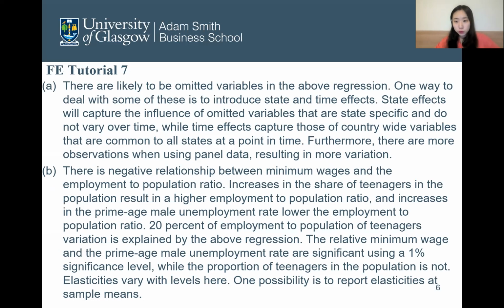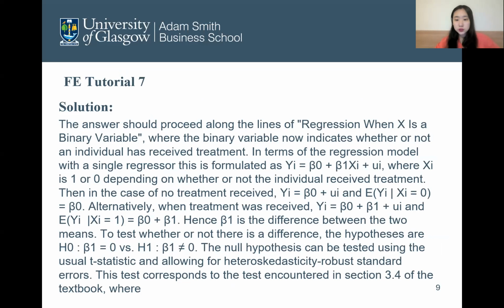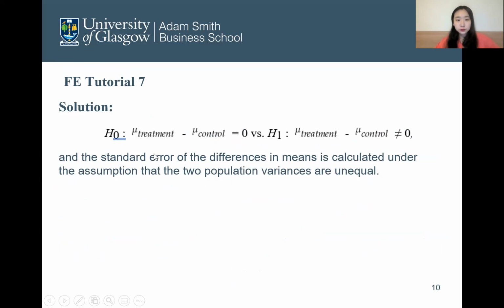It's the homoscedastic versus the heteroscedastic case. So they are different: one is the standard error, and one is the robust standard error. Here are the null hypothesis and the alternative hypothesis. And the standard error of the difference in means is calculated under the assumption that the two population variances are unequal.